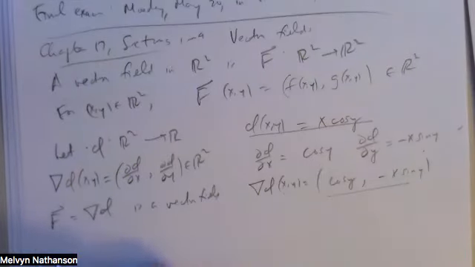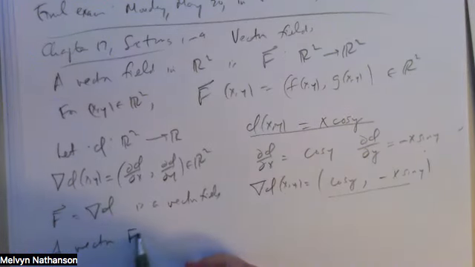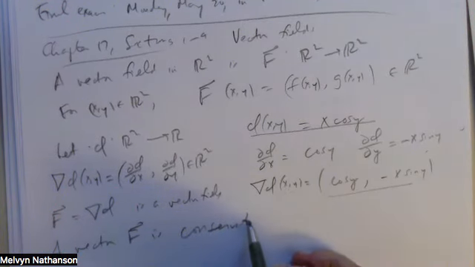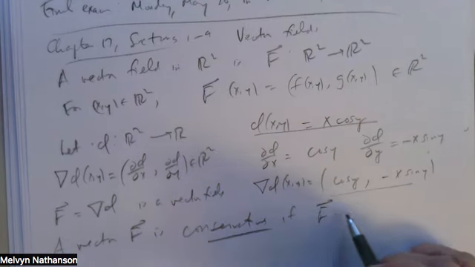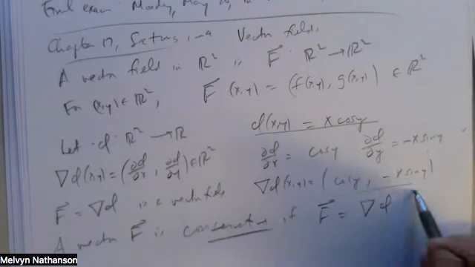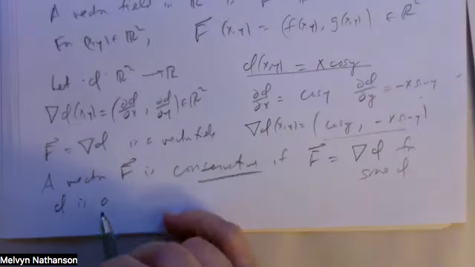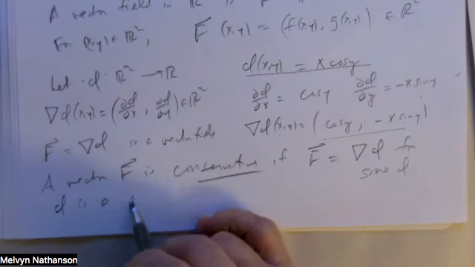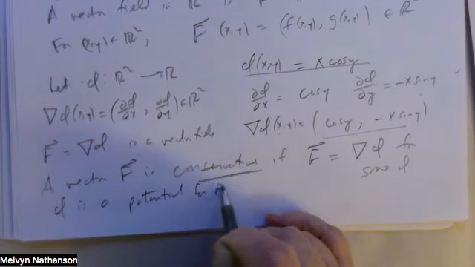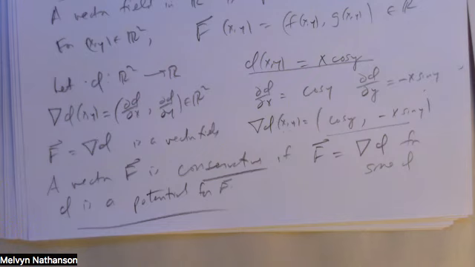So not every vector field is of this form, but we say the vector field f is conservative if the vector field f is the gradient of some scalar field phi, for some function phi. And phi is called a potential function for f. So one very nice kind of vector field is a conservative vector field. And I want to explain two things. First, why they're so nice, and assuming they are nice, how do you determine if a vector field is conservative?